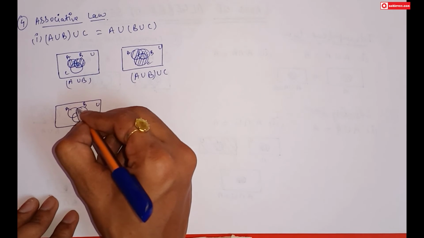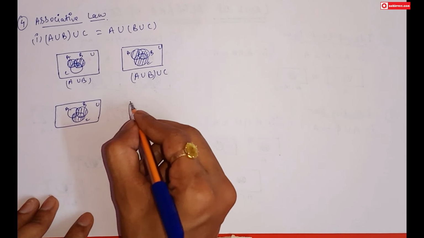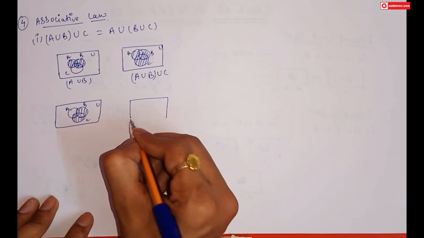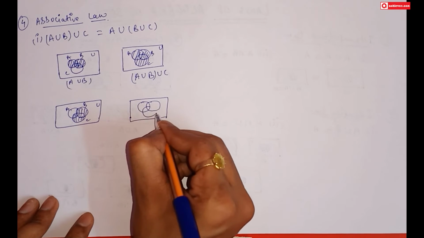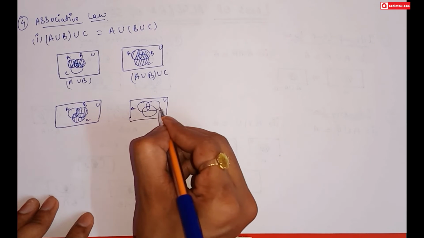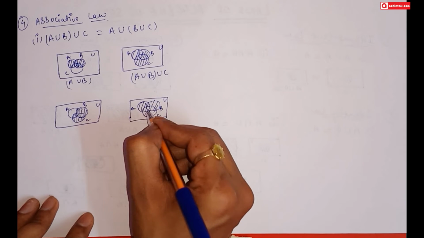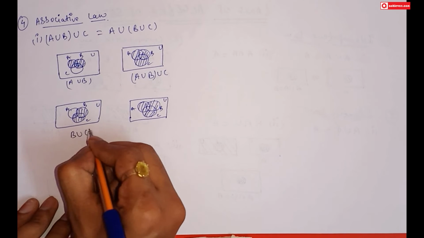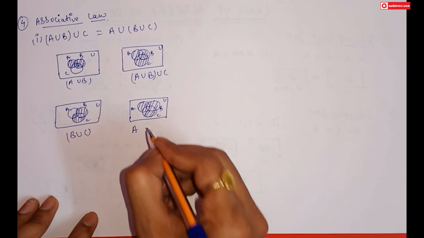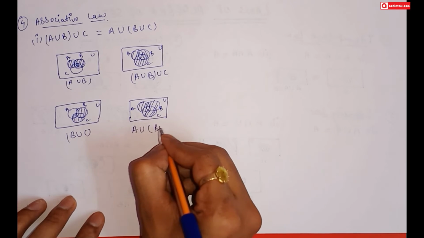So what is B union C? This part. And now we have to add A in it. So this whole portion will be included. So we can see that A union (B union C) is equal to (A union B) union C.